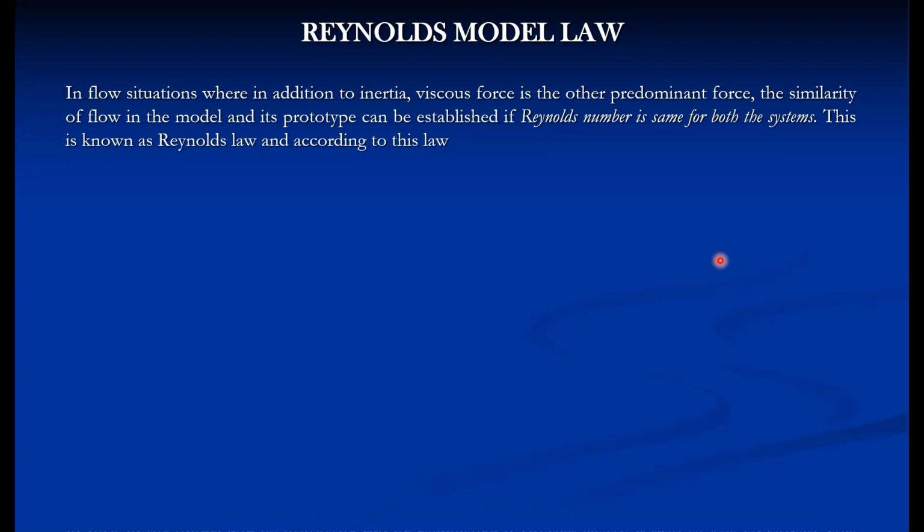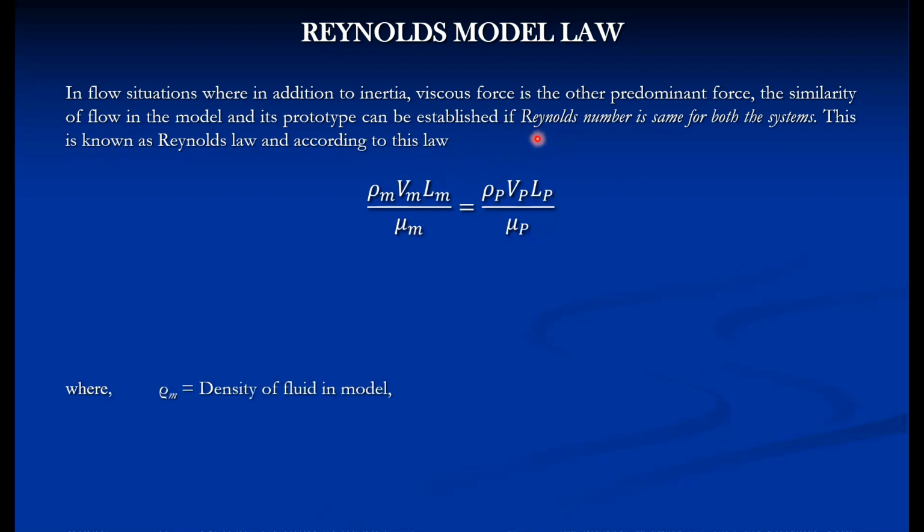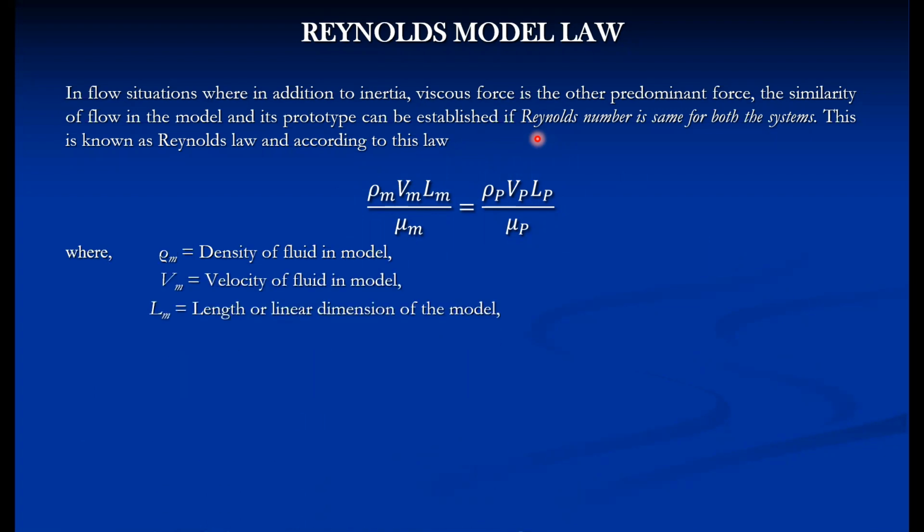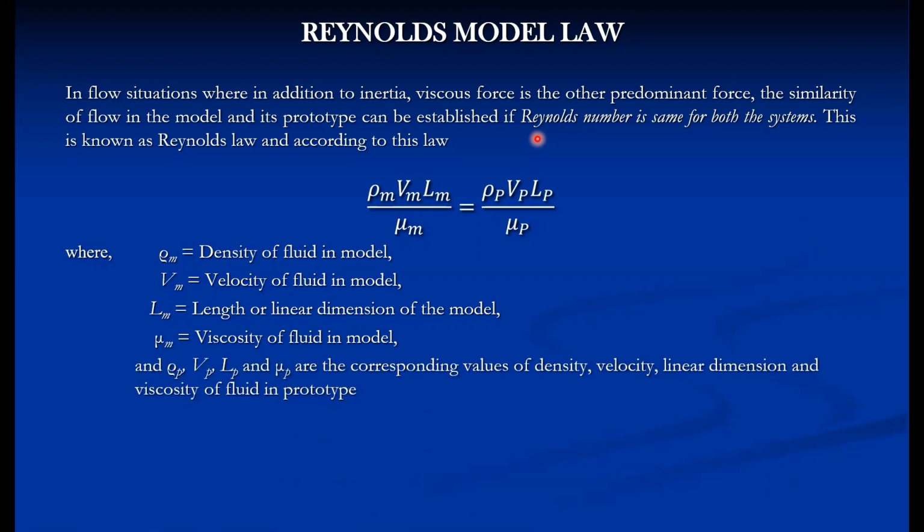This is known as Reynolds law, and according to this law, the Reynolds number of the model is equal to the Reynolds number of the prototype, where m and p are the suffixes for model and prototype respectively. Here rho m is the density of the model, Vm is the velocity of flow in the model, Lm is the length or linear dimension of the model, mu m is the viscosity of fluid in the model, and the remaining quantities, that is rho p, Vp, Lp, and mu p, are the corresponding values of density, velocity, linear dimension, and viscosity of the fluid in the prototype.